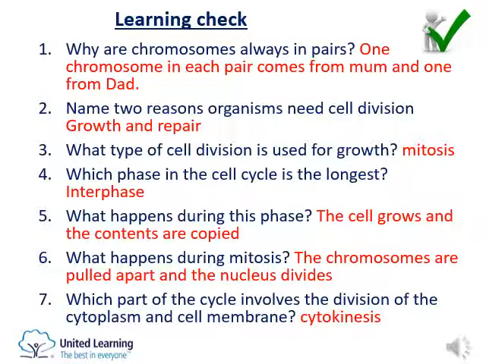What happens during interphase then? The cell grows and the contents such as the organelles and the DNA is copied. Question 6. What happens during mitosis? So the chromosomes are pulled apart, they line up, they are pulled apart to opposite sides of the cell and the nucleus divides. Question 7. Which part of the cell cycle involves the division of the cytoplasm and the cell membrane? It is cytokinesis. So remember, some of these are going to appear in the Do Now task next lesson.